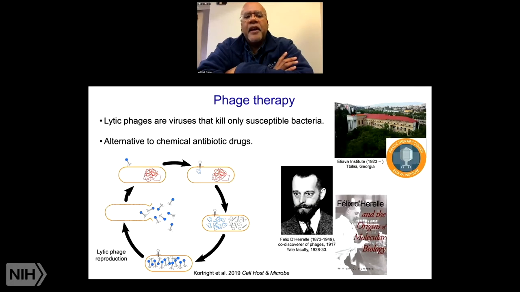Lytic phages have a particular kind of reproductive cycle shown in the cartoon on the lower left. If a phage encounters a susceptible bacterial cell, then it can infect and take over the machinery of that cell and its metabolism to turn it into a virus production factory. It can then have these virus particles exit through a process that destroys the cell. That's called lysis.